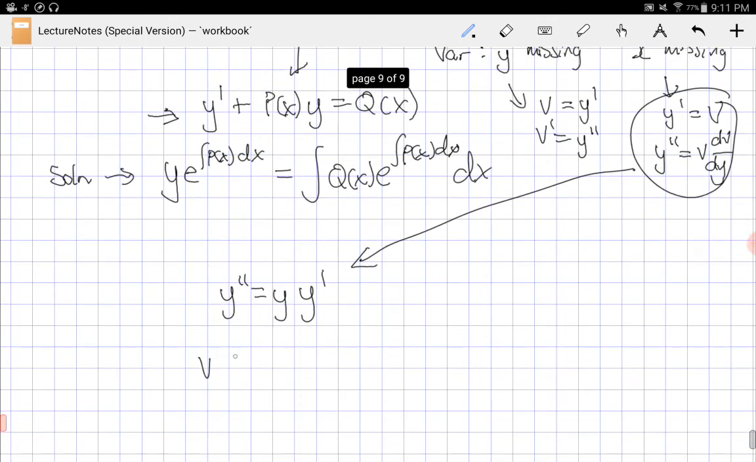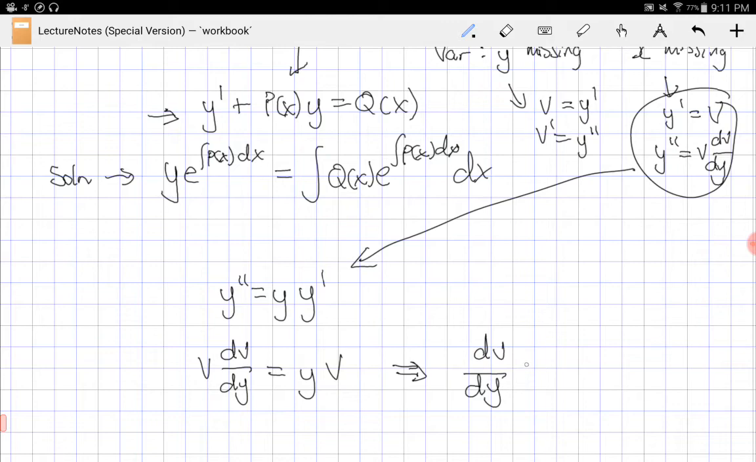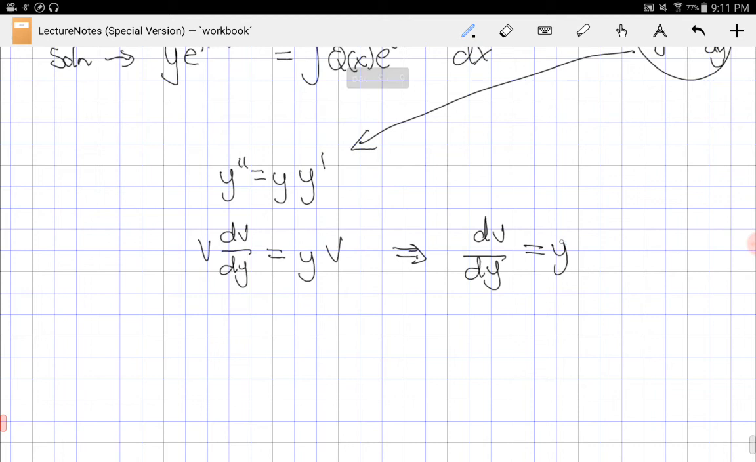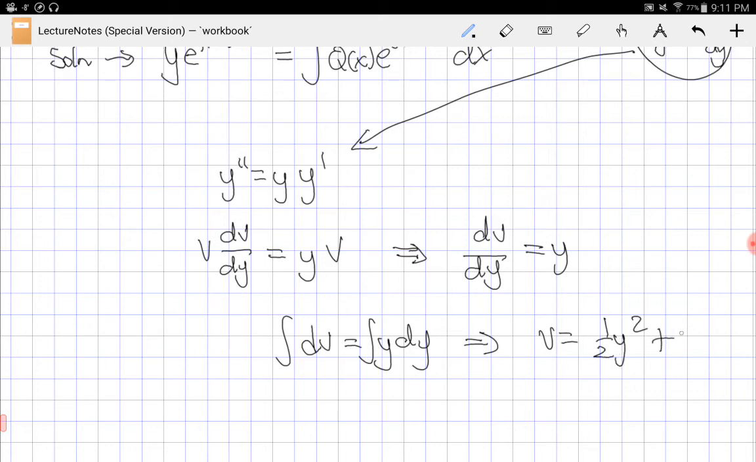So we get v dv/dy equals yv. Now we can divide by v on both sides and get dv/dy equals y. At this point we have a first order separable differential equation. We can say that dv equals y dy. Integrating both sides, we get v equals half y squared plus c.